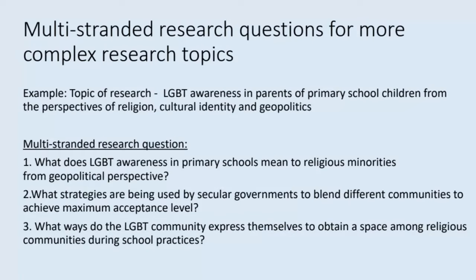It's not that simple to just include it all in one question. So we thought about how we tackle this, and we decided that a multi-stranded research question would be the most appropriate. So between us, we teased out that they wanted to look at what does LGBT awareness in primary school mean for religious minorities from different geopolitical perspectives. They also wanted to find out what strategies are being used by governments to blend different communities to maximise acceptance levels. And then finally, they wanted to think about what ways do the LGBT community express themselves to obtain a space among religious communities during school practices.